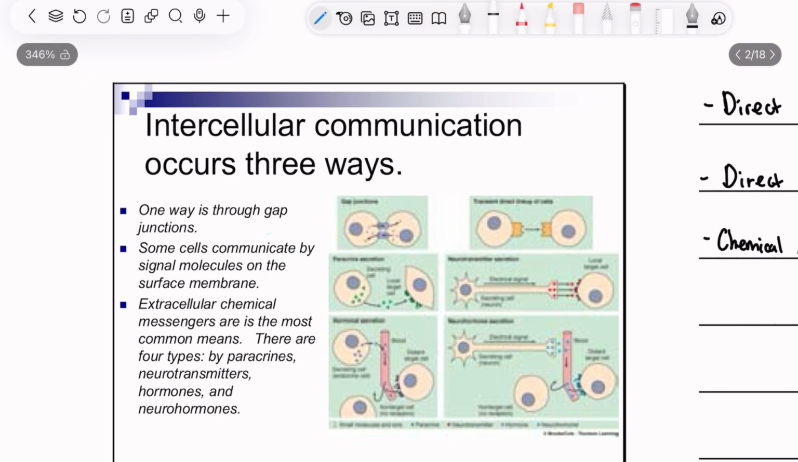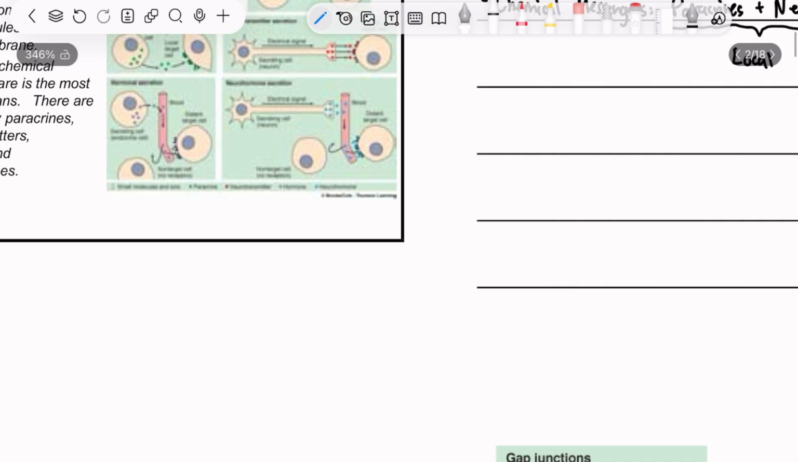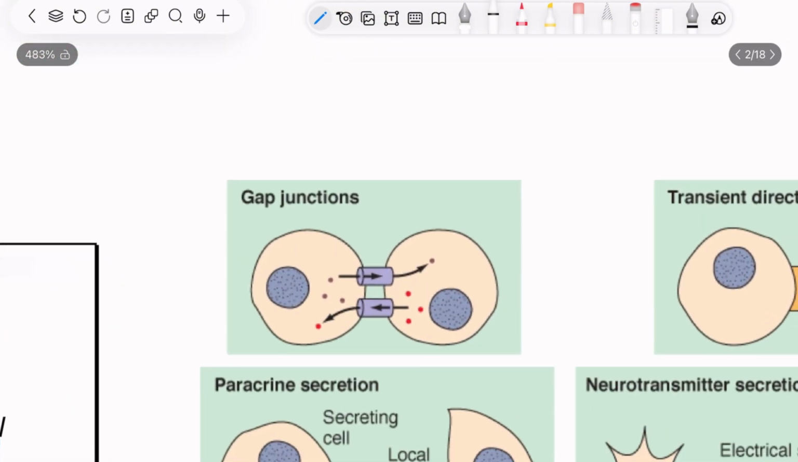Intercellular communication occurs in three ways. One way is through gap junctions. Again, I already went over gap junctions, but I'll explain it more here. A gap junction is basically a tunnel between cells. It forms a small channel that connects the inside of one cell to the inside of another. Through these channels, small molecules, ions, and electrical signals can be passed back and forth between the connected cells. This allows the cells to work together quickly, sending signals almost instantly.